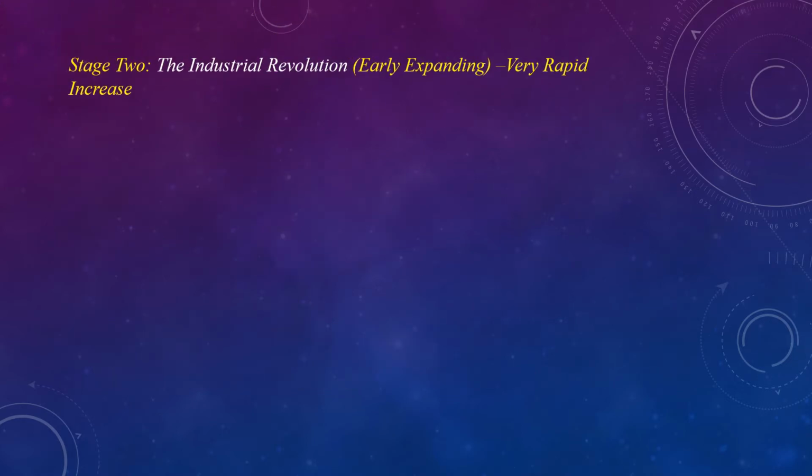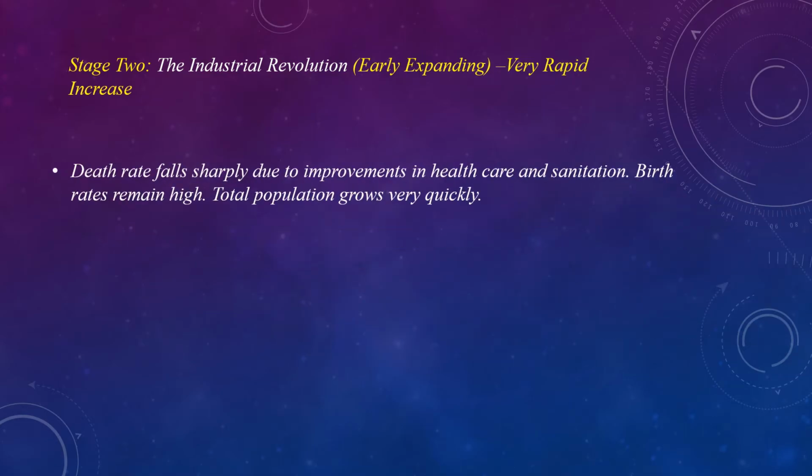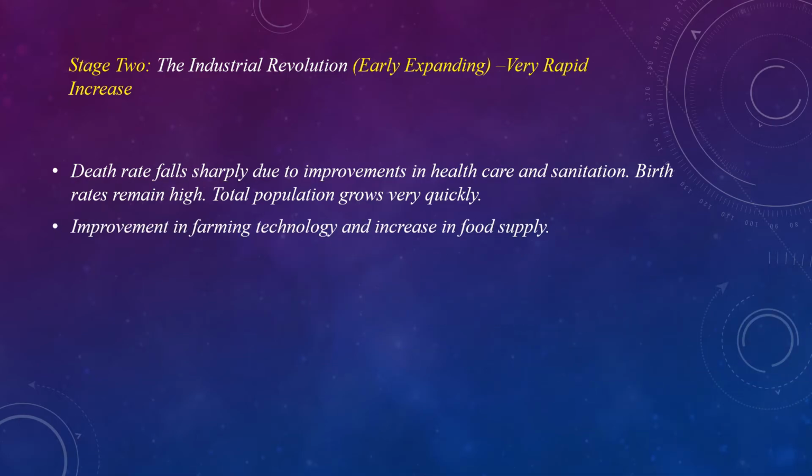The second stage, which is known as the Industrial Revolution stage, or we can also say the early expanding stage, is where a very rapid increase in population is seen. Death rate falls sharply due to the improvement in healthcare and sanitation. Birth rate remains high. Total population grows very quickly.